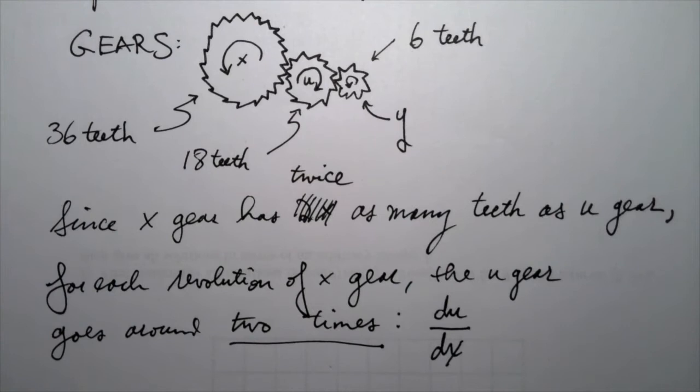So the total rate of change of U with respect to X would be 2. U goes around twice for every 1 time that X goes around. The rate of change of the U gear with respect to the X gear is 2. All right, same story with the Y and U.